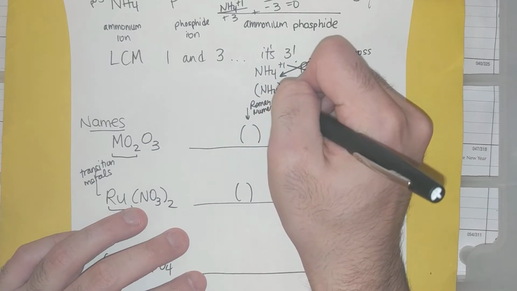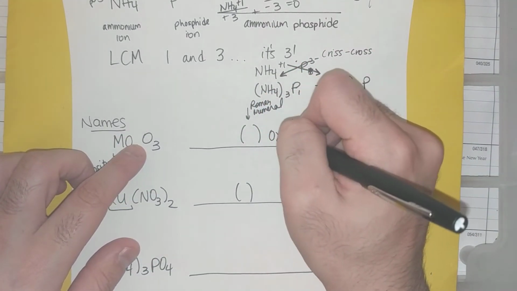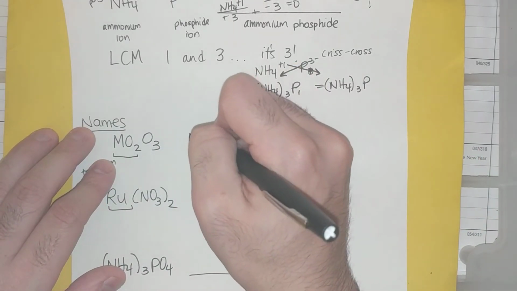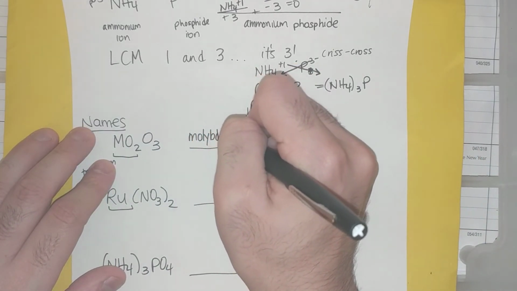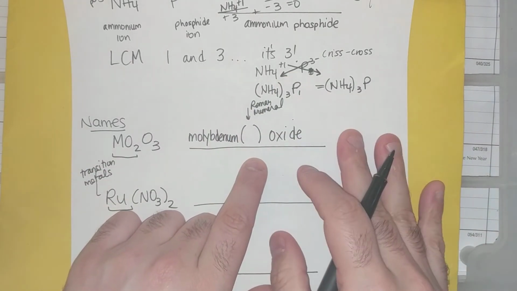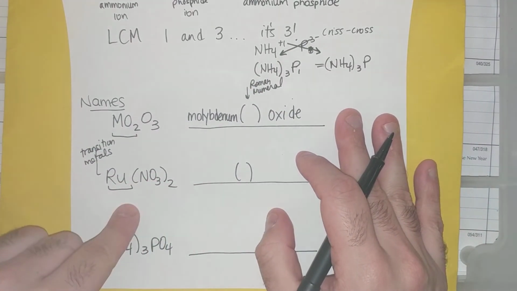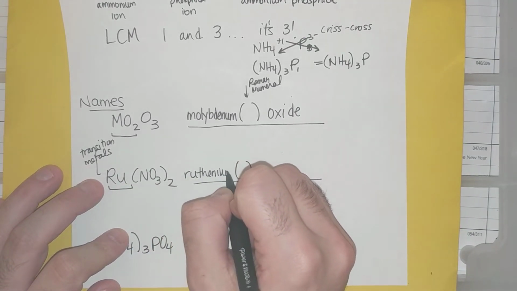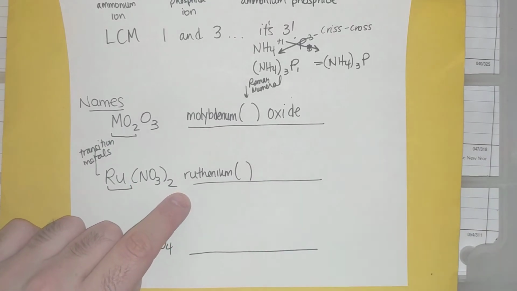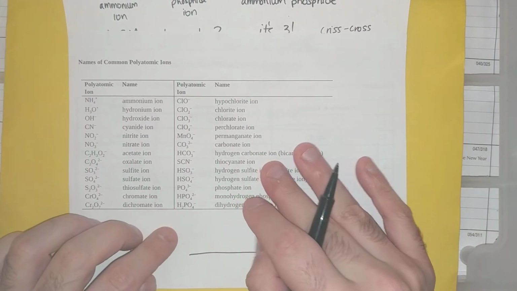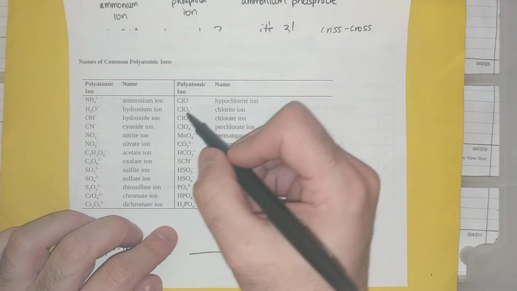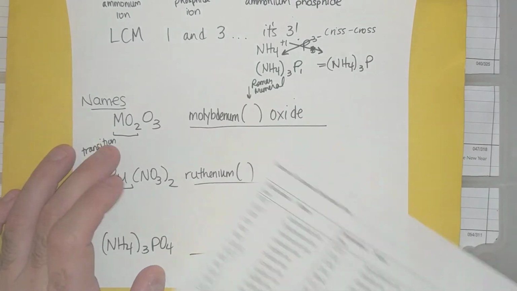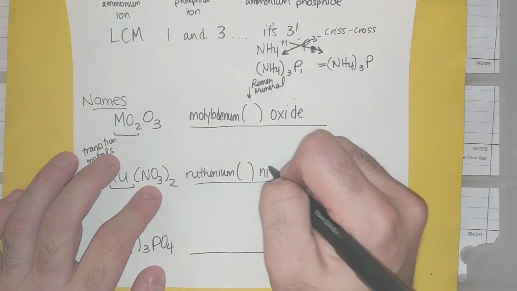If I want to name them first, O is oxide. Doesn't matter how many there are. And Mo, we said, was molybdenum. And I'm going to put the parentheses because I'm going to have to figure out the charge. For this one, this is Ru, that's ruthenium. And NO3 twice, well, if I look at a polyatomic ion table, NO3 is the nitrate ion, and it's a -1 charge. So nitrate.